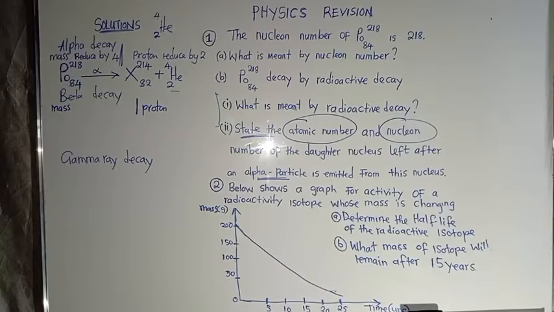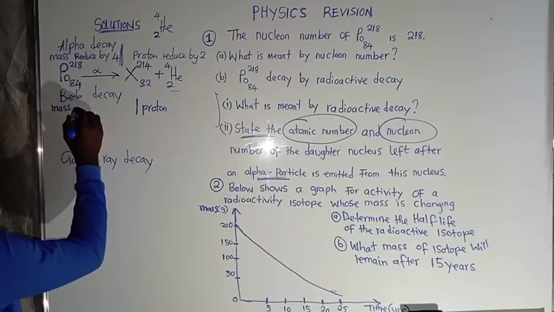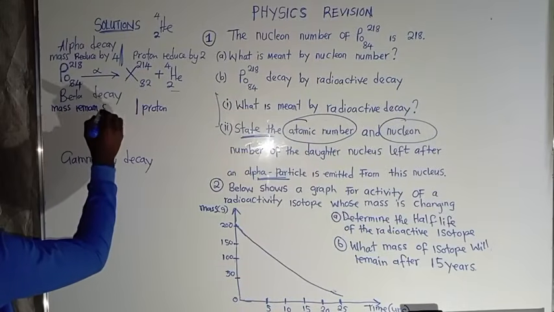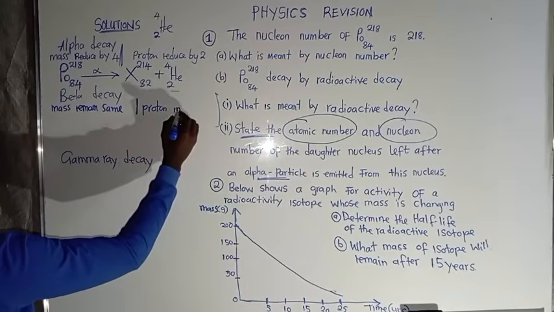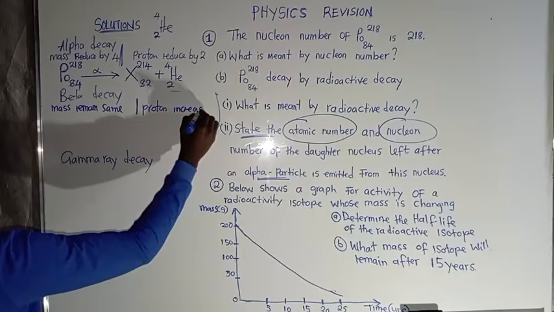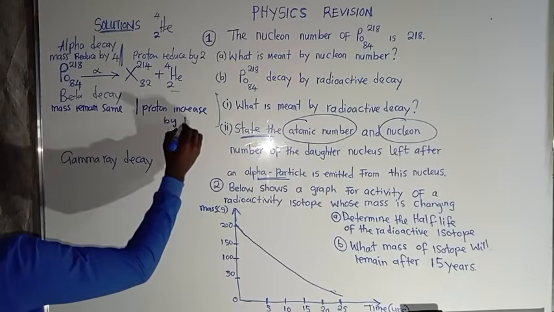So mass number is remaining the same. Proton number is increasing by 1. So you know that the mass number will remain the same, but the proton number is going to increase by 1.